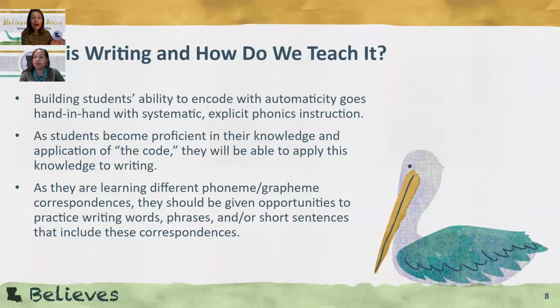I'm not teaching them writing separate from what I'm doing. I'm embedding my writing instruction in the work that we're doing in our systematic explicit phonics instruction, right? So I'm using all of those opportunities to analyze where they're at, see how they're applying their knowledge of the code, and using that to support their movement towards encoding with automaticity. I'm not doing something separate. This work is embedded in the work that I'm doing every single day, right?